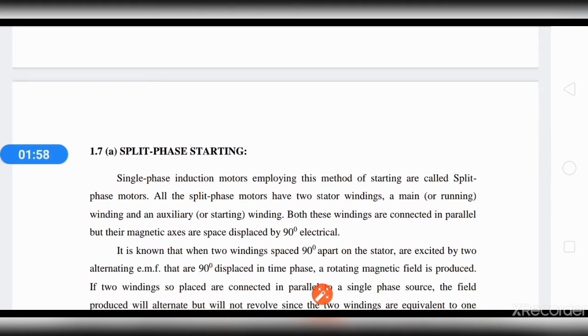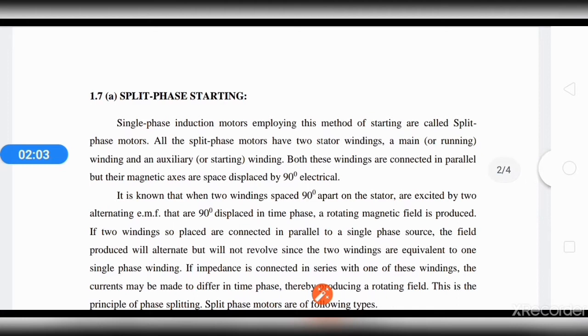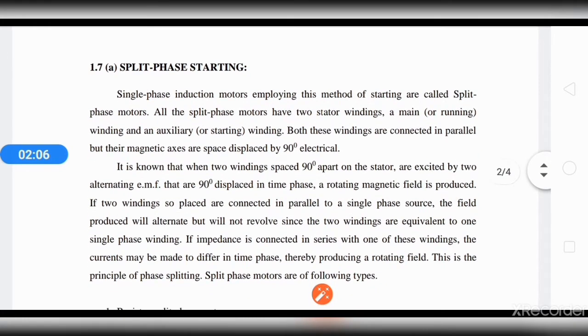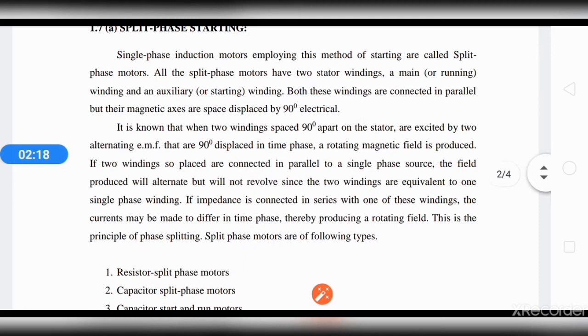The first machine uses the split phase starting method. Single phase induction motors employing this method of starting are called split phase motors. All the split phase motors have two types of stator winding. Number one is main winding, number two is auxiliary winding. Both of these windings are connected in parallel with their magnetic axis spaced at 90-degree electrical angle. These split phase windings we already talked about in the last lecture. So how are these placed? These are placed 90-degree electrical in space.